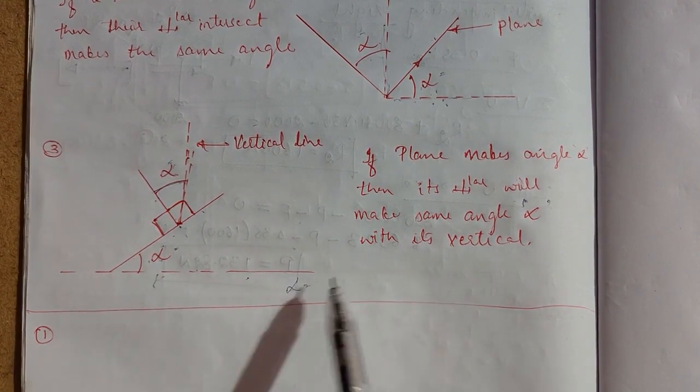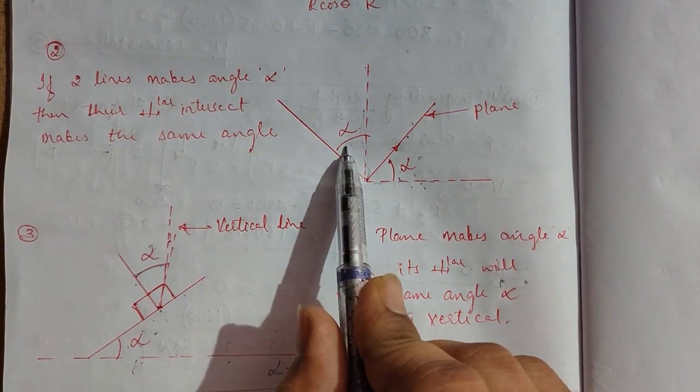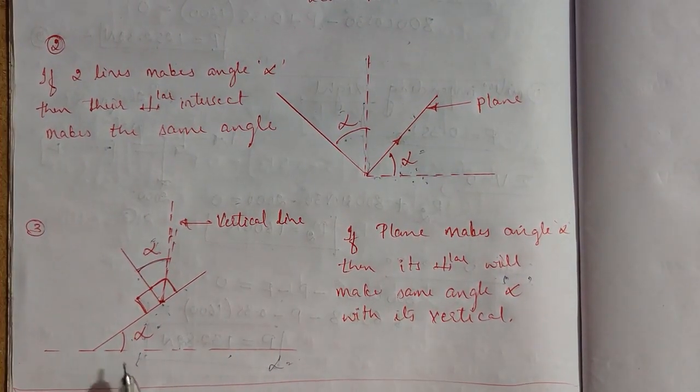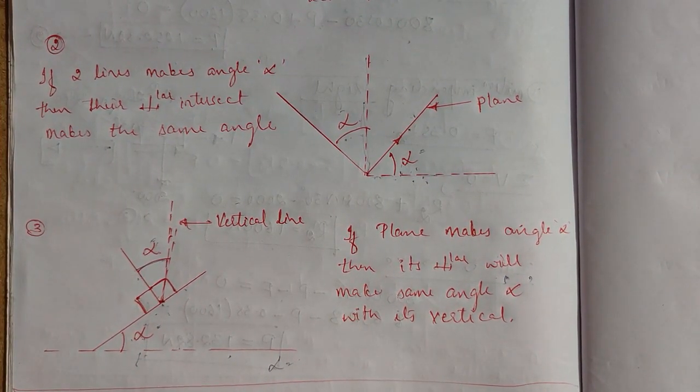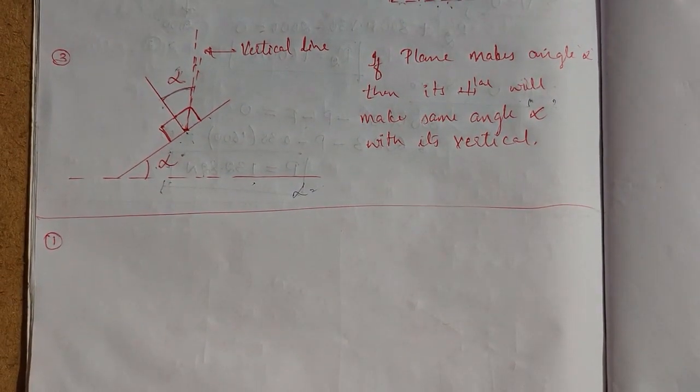So here alpha is equal to alpha. These are important. In this case also, this alpha is equal to this alpha. Now we will go to the first problem.